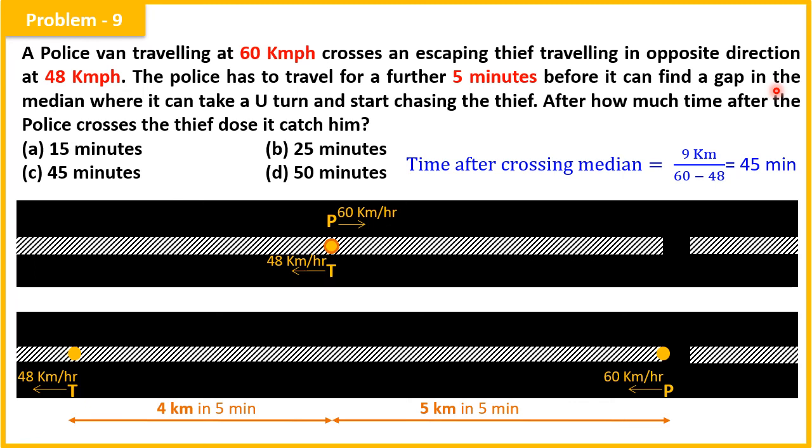So now the question is, after how much time after the police crosses the thief does it catch him? So first 5 minutes to reach up to the gap in the median, and after crossing this gap another 45 minutes. So the total time taken is 5 plus 45, that is 50 minutes. Option D is the right answer.